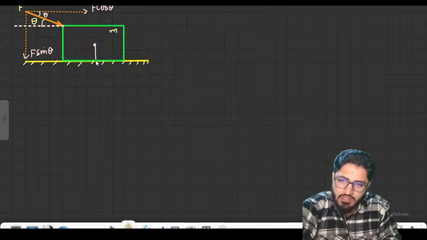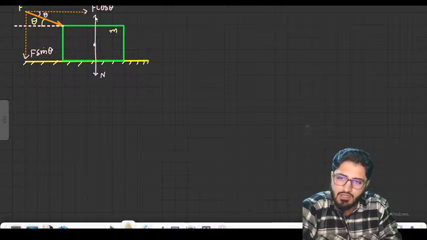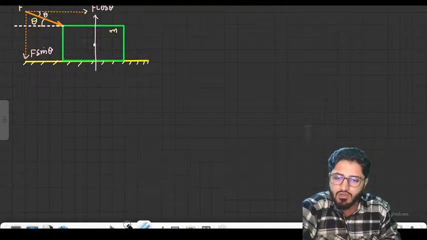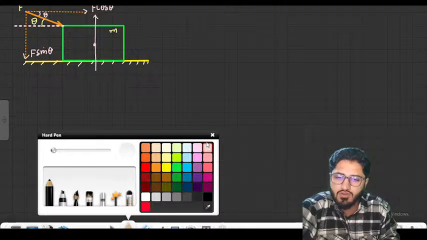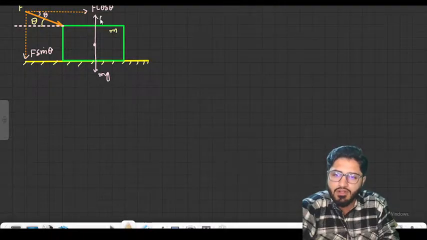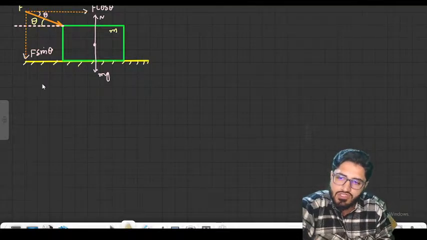Look now. My normal reaction force is not downward, it is upwards. Look, down we have mg, and upward we have the normal reaction force. If you just need to move it, just move.